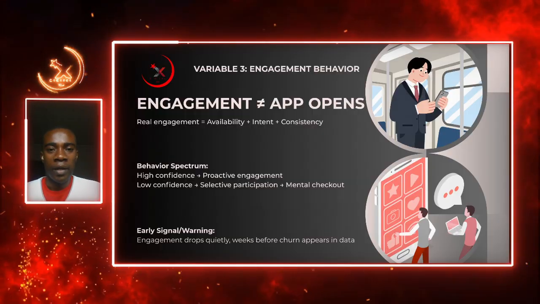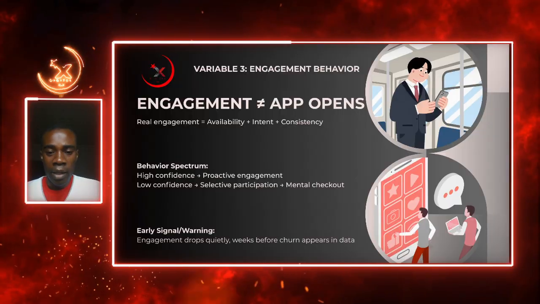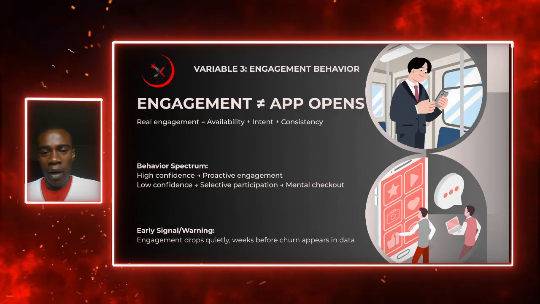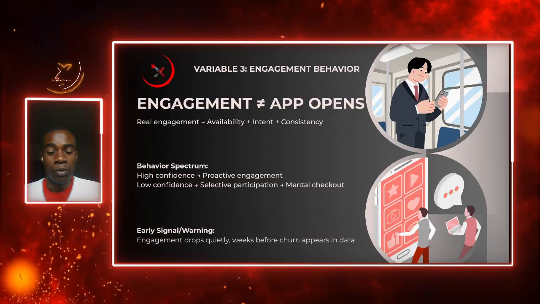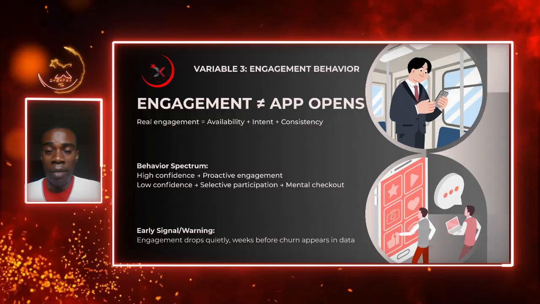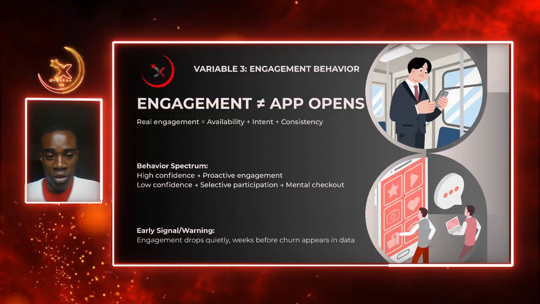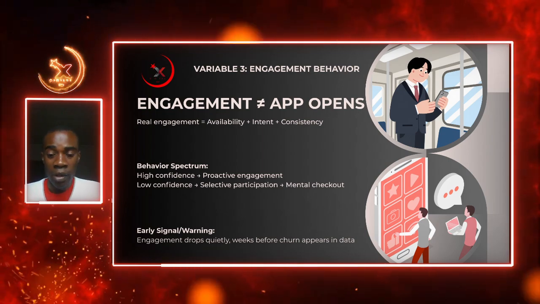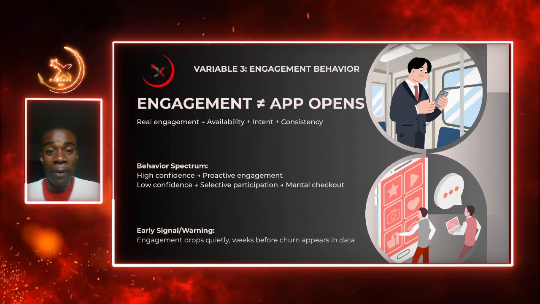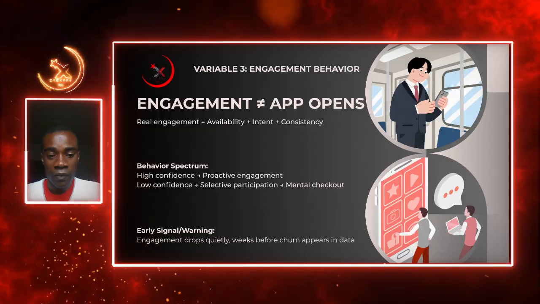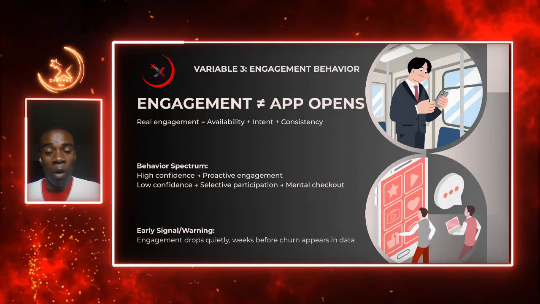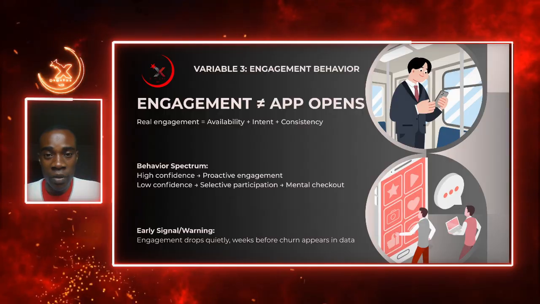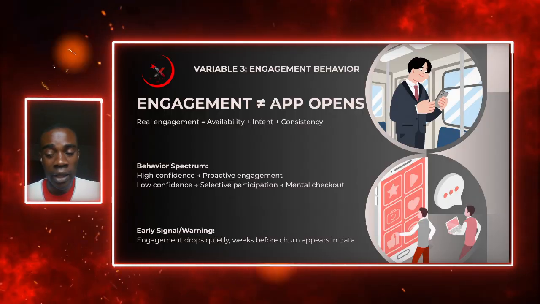Most platforms measure engagement by app opens, but real engagement is about availability plus intent. When you have high confidence, that leads to proactive engagement, longer sessions, better acceptance patterns, and consistent participation. Low confidence, however, leads to selective engagement. That is, cherry picking orders, avoiding certain times, and showing up only during heavy incentives. And here's what most platforms are missing. Engagement drops quietly, weeks before churn shows up in your data. Partners have already mentally checked out.